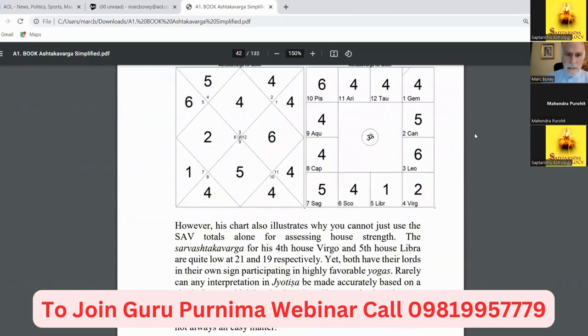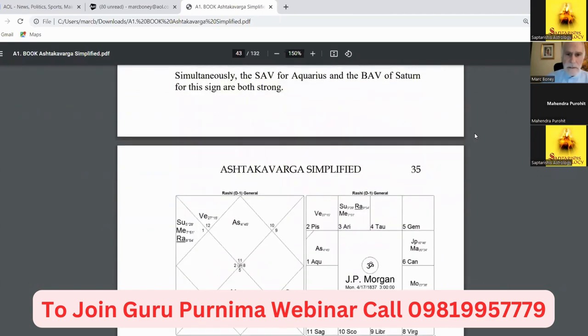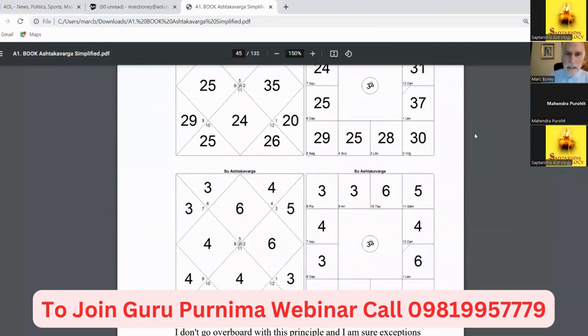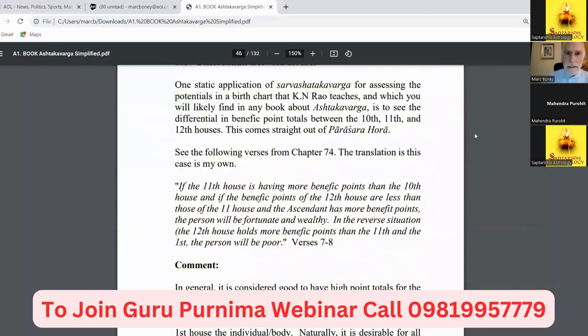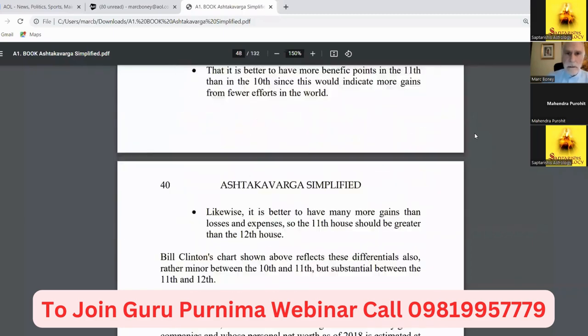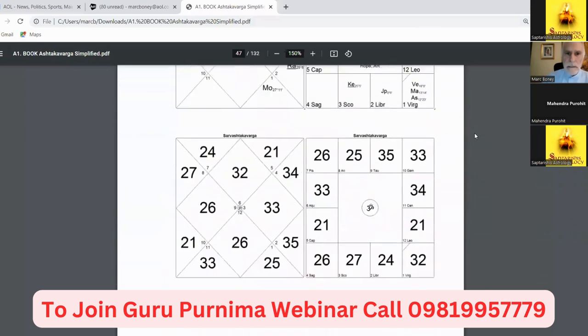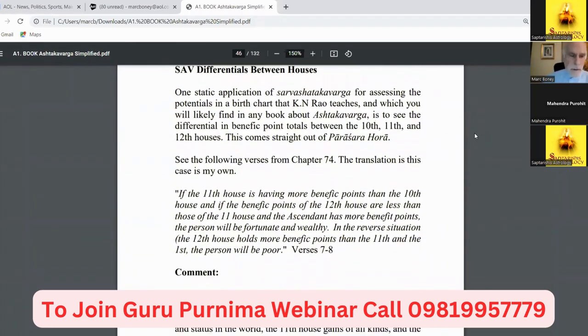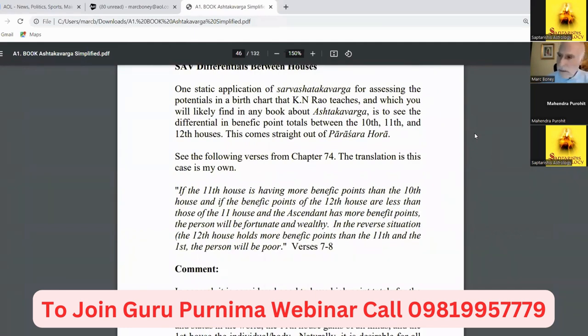So enough about those. I give a number of examples in my book here, and if you're interested, you can see these. One thing, so this is right out of the Shastra, folks. This is right out of Parashara Hora. It's something that K. N. Rao taught when I was studying Ashtakavarga with him. Just read along with me this quote from Parashara Hora.